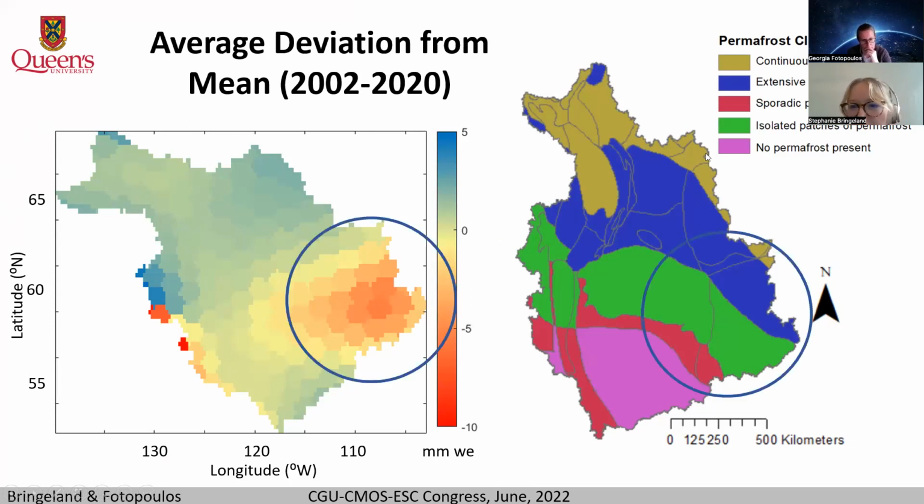We can compare that to the permafrost class map. So we see here that this negative deviation is occurring in an isolated and extensive permafrost zone, while the positive deviation is occurring in the continuous and extensive zone. And that's not to say anything conclusive about permafrost thaw causing this negative deviation, but just something interesting to look at in the future for sure.